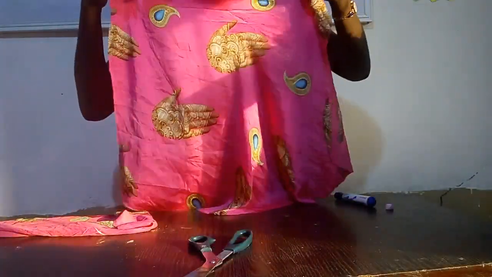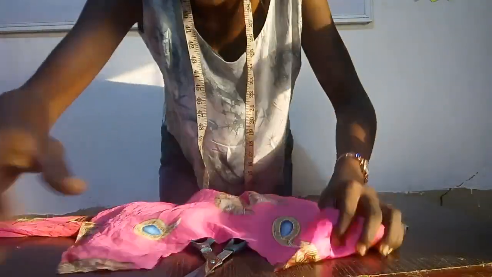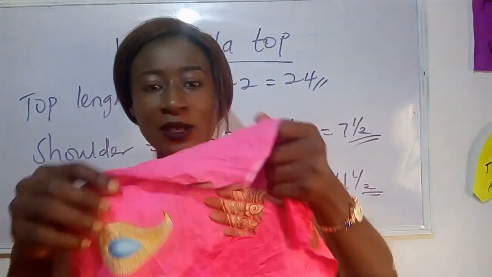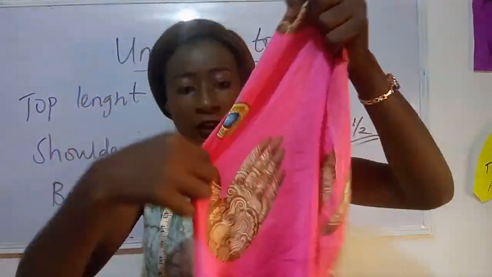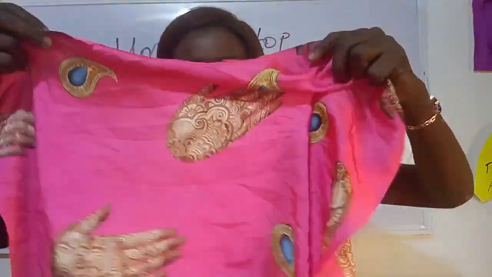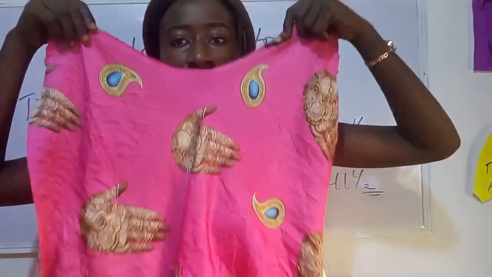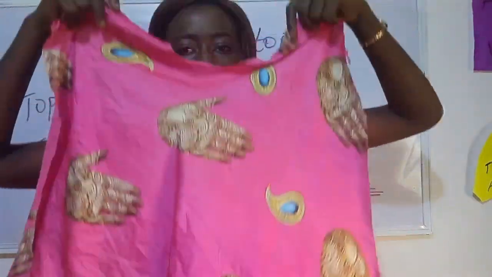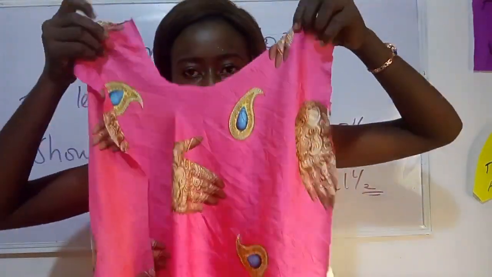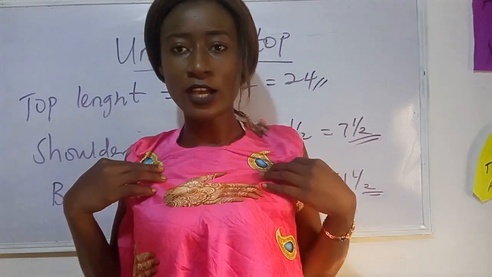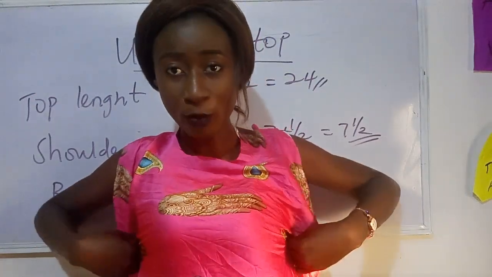Can you see it? Let me show you guys clearly. So this is what we are going to have very quickly. I hope you guys can see it. So it's going to come like this. So this is how to cut an umbrella top or a circle top.